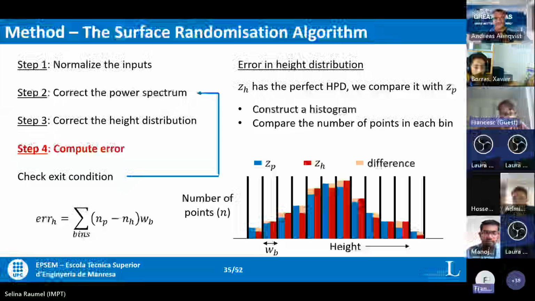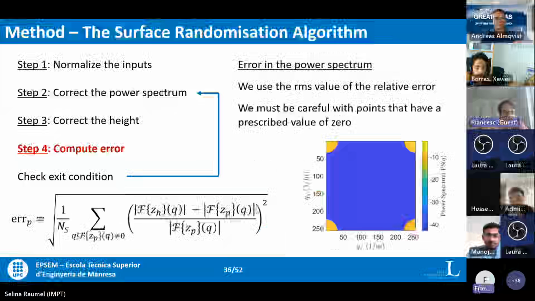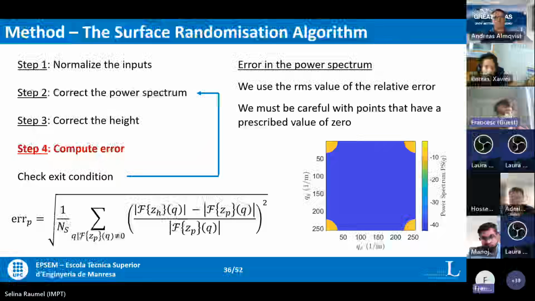But then we can also compute the error in the power spectrum, and for that we basically use the RMS value of the relative error. If you see here, for the power spectrum, it is basically the square root of the surface with the perfect height distribution minus the one with the perfect power spectrum, divided by the perfect power spectrum. And we compute that, and that's our error in P.